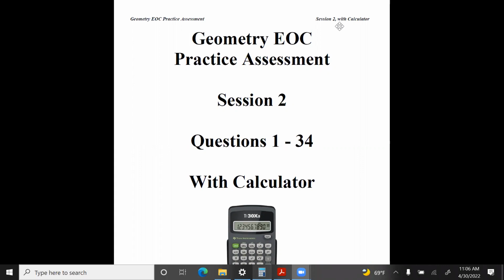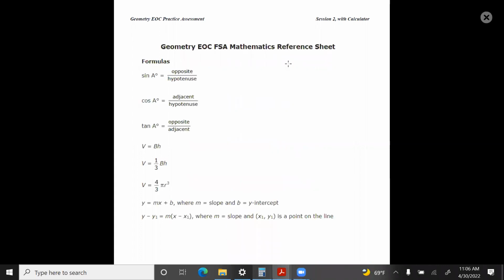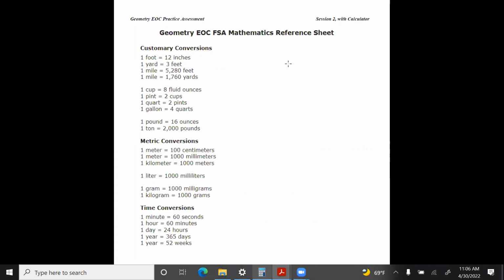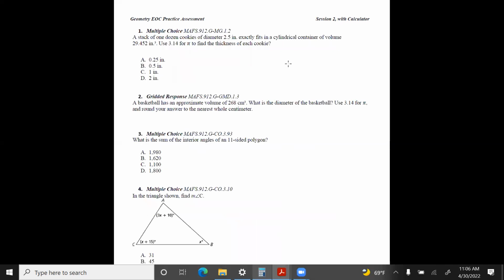Now, for this section, we're going to start off with question 1. Again, in this section, you have formula sheets. These are the same formula sheets you see on the exam. Question 1 starts off: a stack of 1 dozen cookies of diameter 2.5 inches exactly fits into a cylindrical container of volume, and they give you the volume. Use 3.14 for pi to find the thickness of each cookie.